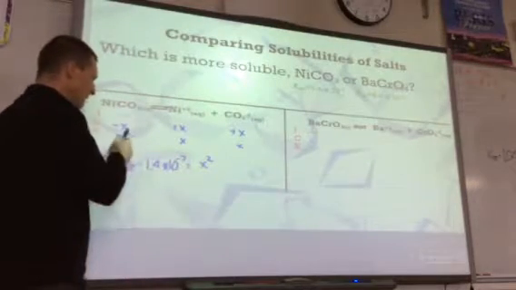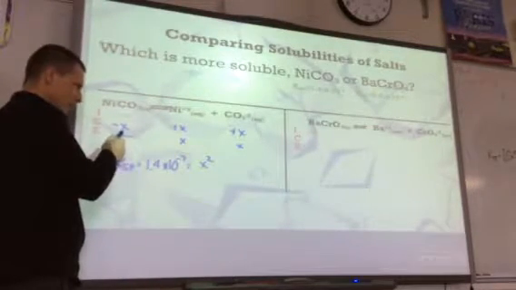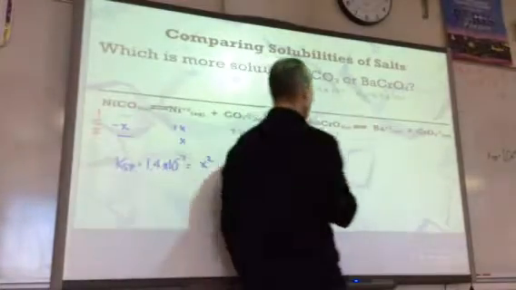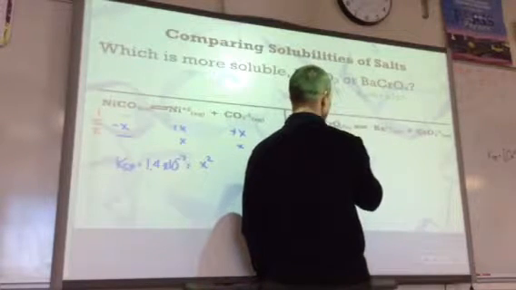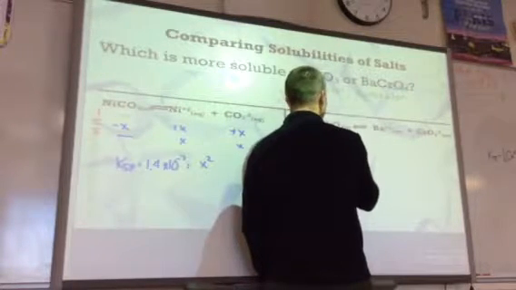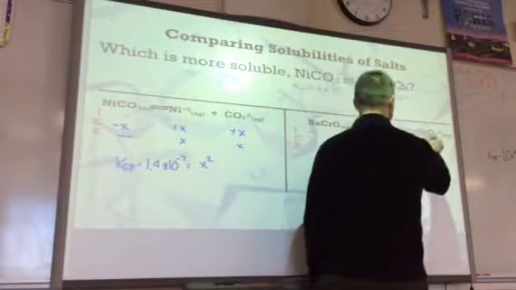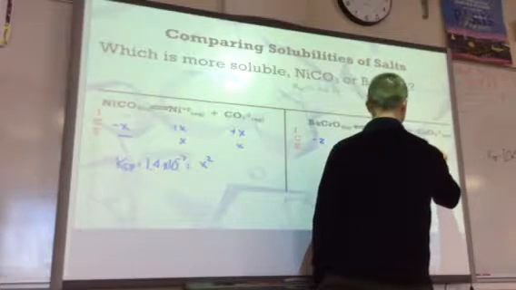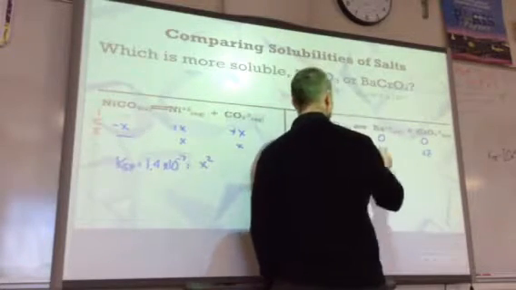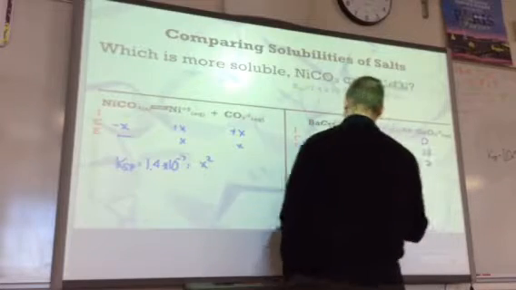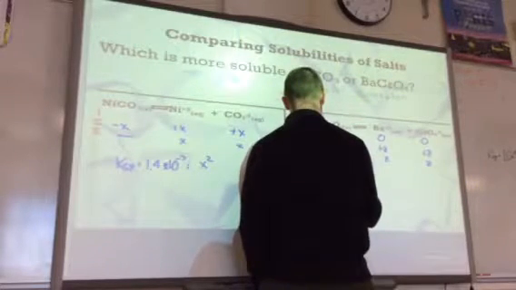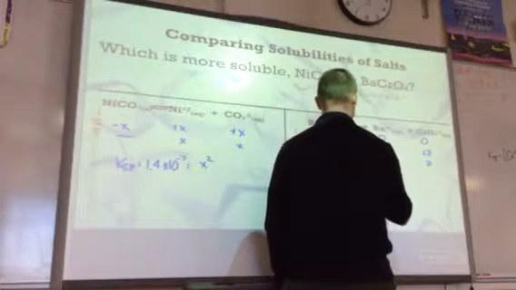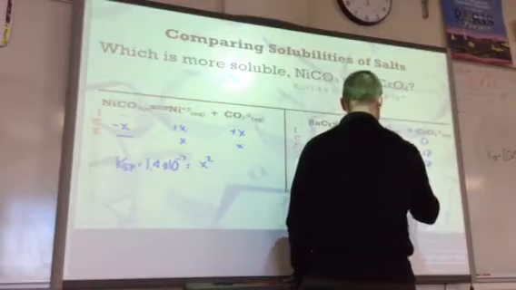So X, the solubility, is going to be the square root of that number. Yeah? Over here, the same kind of thing. Instead of using X, I'll use Z. So initially, those are zeros. This is going to go down by Z. Those go up by Z. And therefore, at equilibrium, you got Z and Z. It's all 1-to-1. KSP for this one is 8.5 times 10 to the negative 11. And that's equal to Z squared.